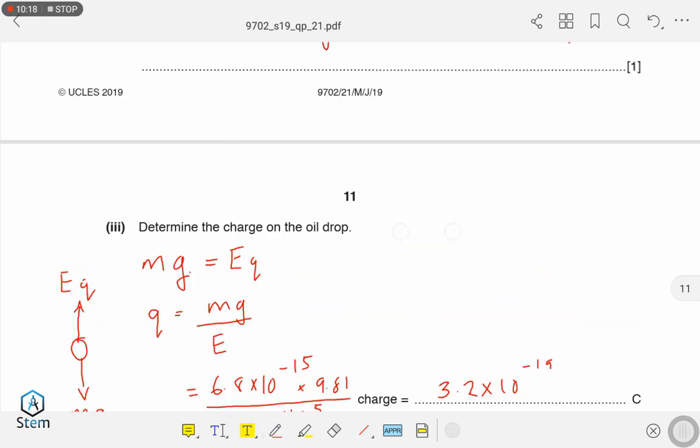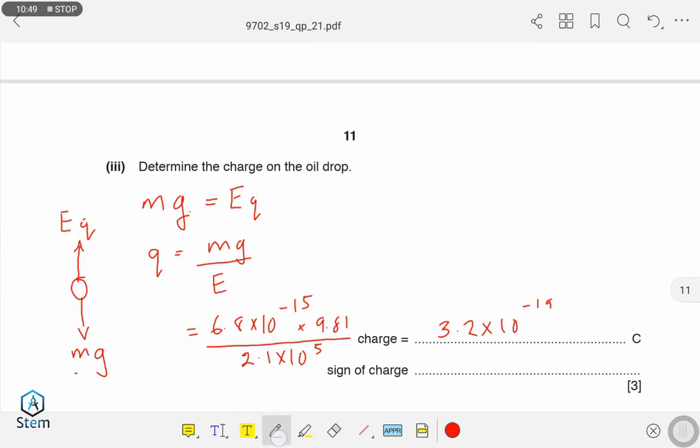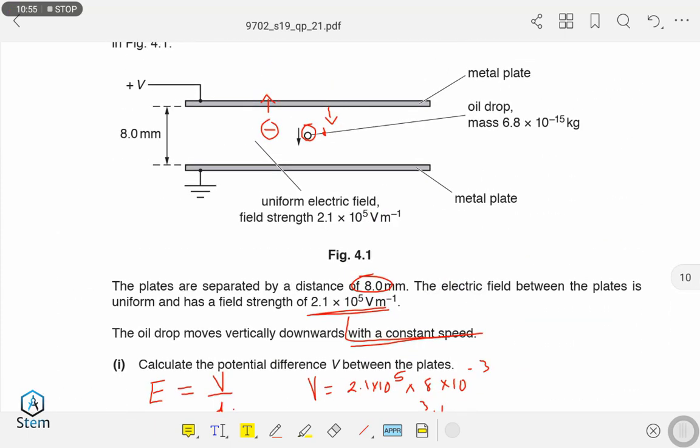Then what is the sign of the charge? This charge, if it is positive, it would be repelled by the top plate. If it is negative, it would be attracted by the top plate. And using this argument that we drew here, we can see that our oil droplet is being attracted upwards. So this is a negative charge.